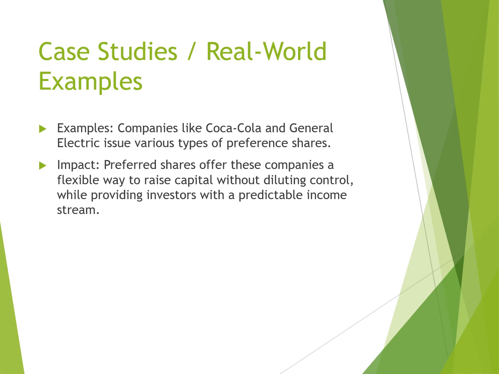And if you want to see real-world examples of preference shares, companies like Coca-Cola and General Electric (GE) issue various types of preference shares. And what is the impact? These companies find it a flexible way to raise capital by issuing preference shares without diluting the control, while providing investors with a predictable income stream.